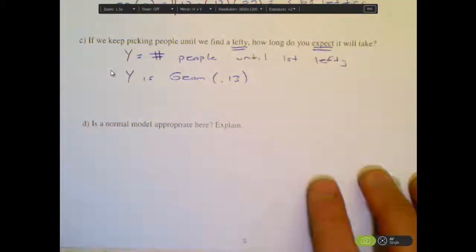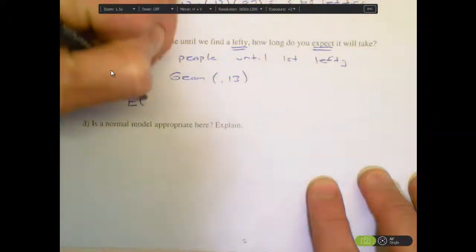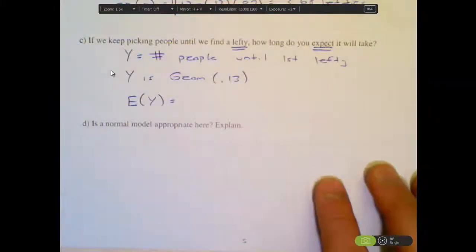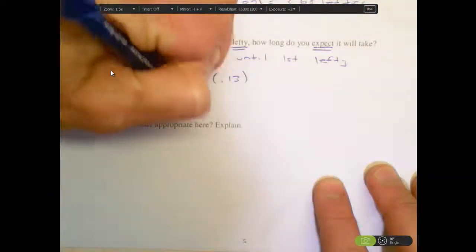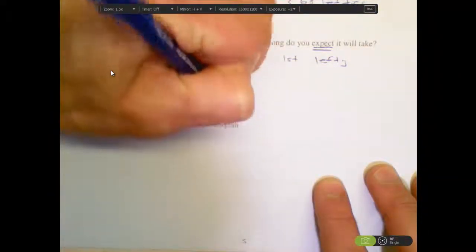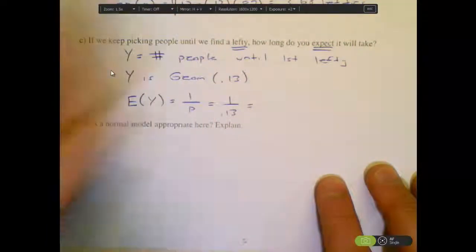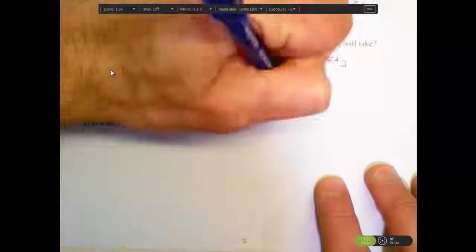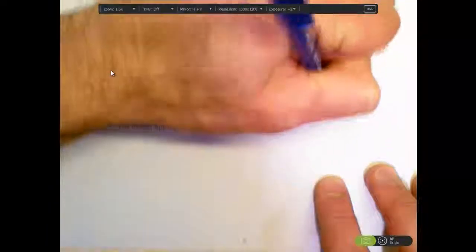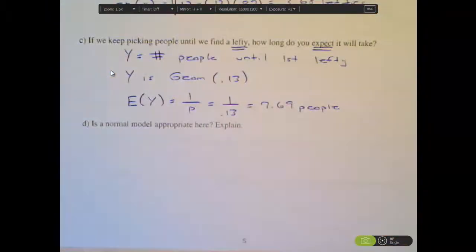This is the formula I went over at the top of this page, number 3. It's not on your green sheet. You do need to know this for your AP exam. It's simply 1 divided by p. In this case, 1 divided by 0.13. So I expect to check on average about 7.69 people before I encounter the first lefty.